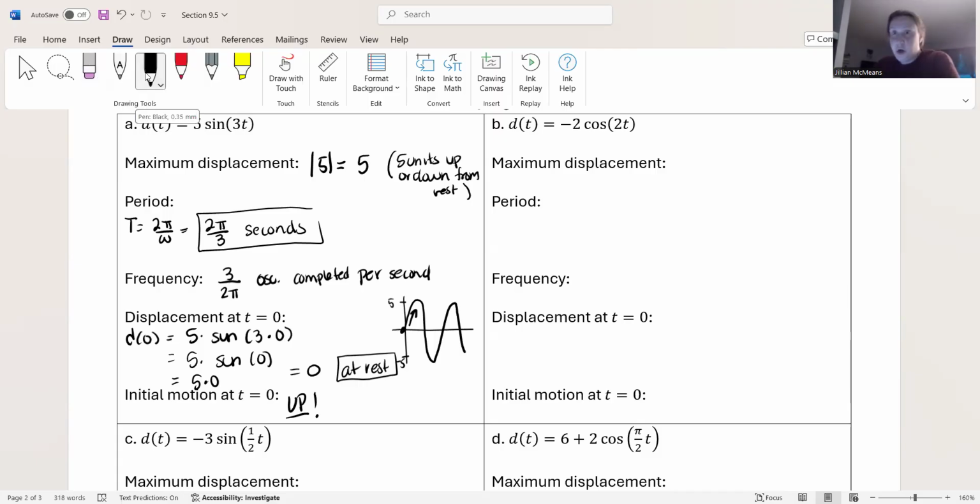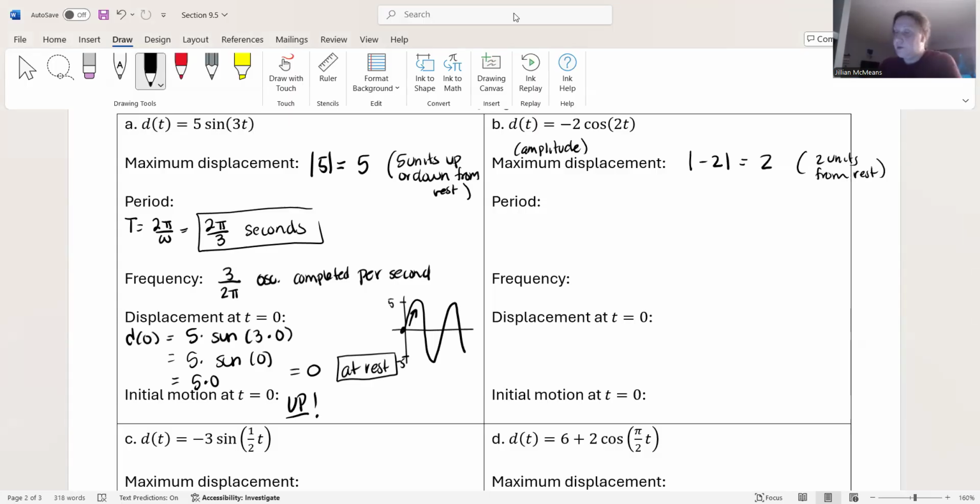So the first thing we want to know is what is the maximum displacement? Remember, this is secretly asking you for the amplitude. So we would take the absolute value of whatever we're multiplying our cosine or our sine function by. So we want the absolute value of negative 2, which is, don't put a negative, a positive 2. All right, so this tells me my maximum displacement is 2 units up or down from rest. So 2 units from that rest or that equilibrium point.